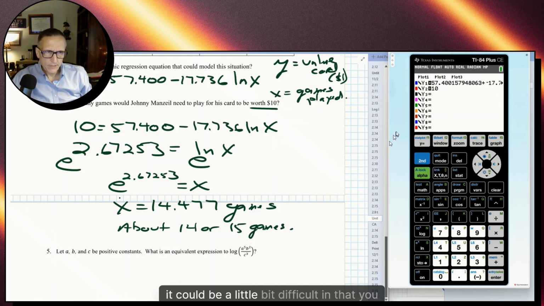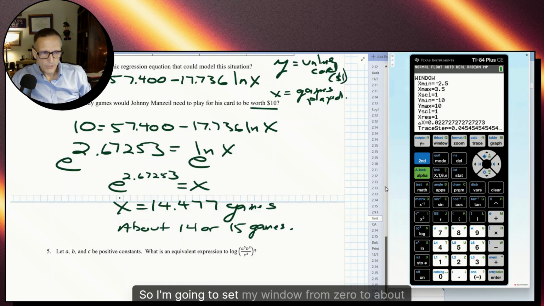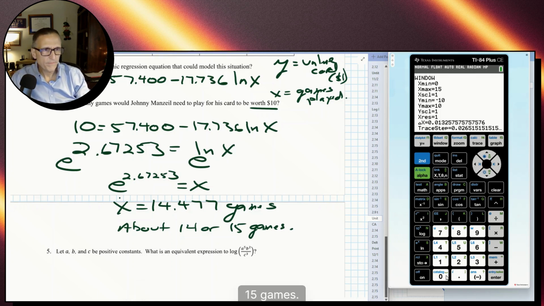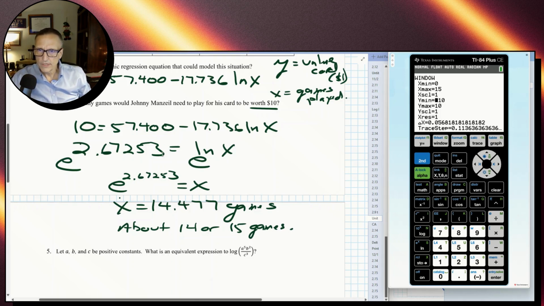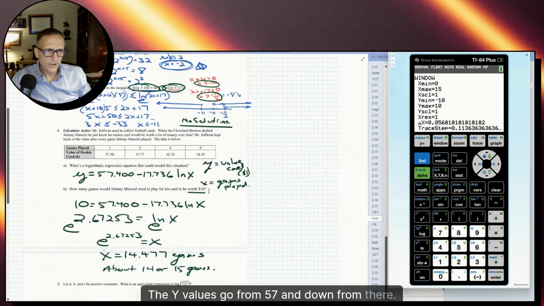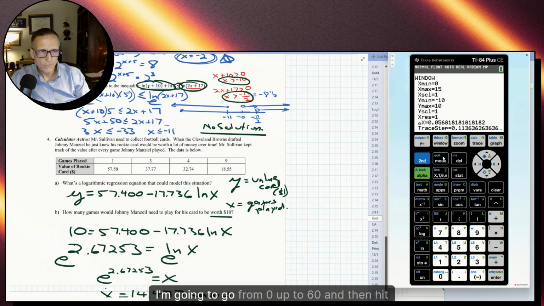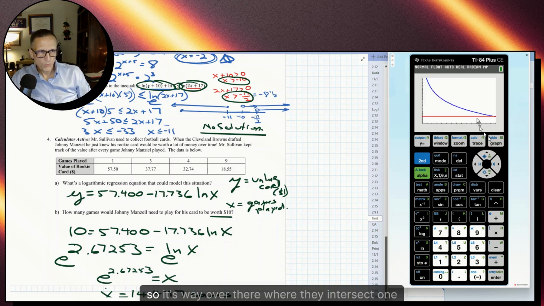Now, it could be a little bit difficult in that you have to set the window, perhaps, if we're going to graph this. So I'm going to set my window from 0 to about 15 games. And on the y, let's see what the y values end up looking like, right? The y values go from 57 and down from there. So that would tell me on my y window, I'm going to go from 0 up to 60, and then hit graph. Okay, so it's way over there where they intersect one another.